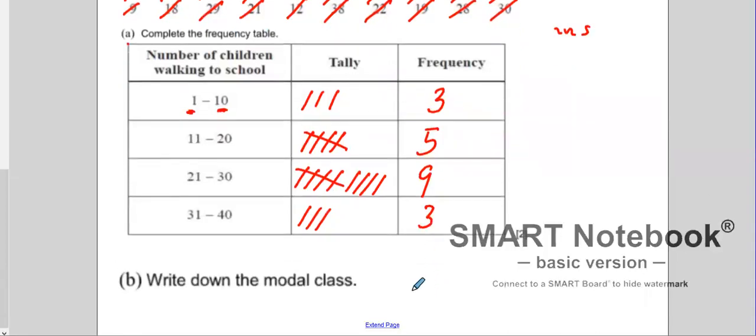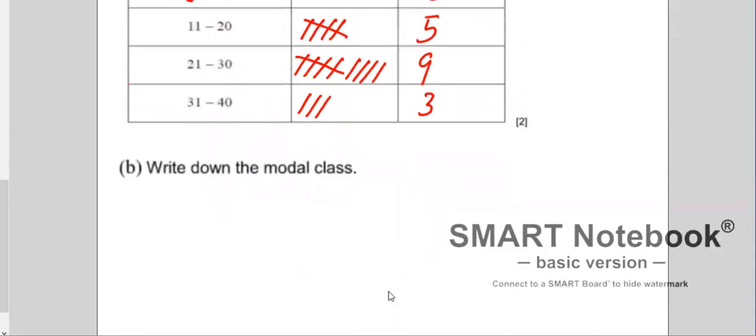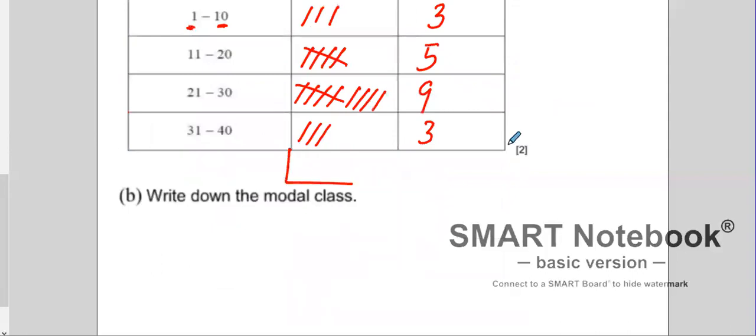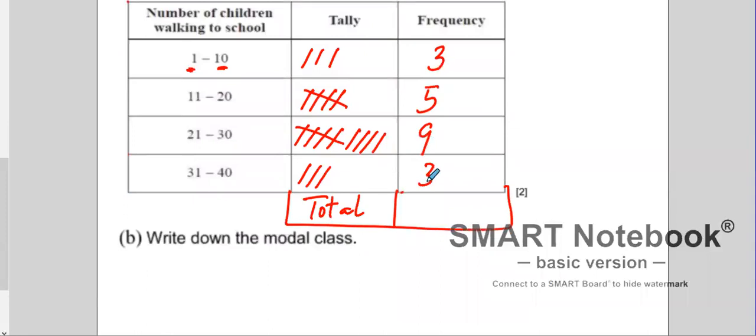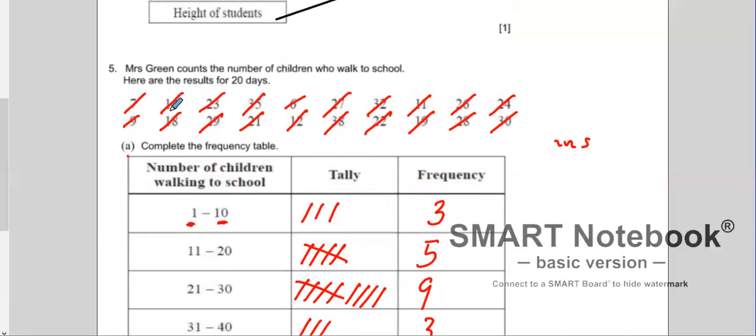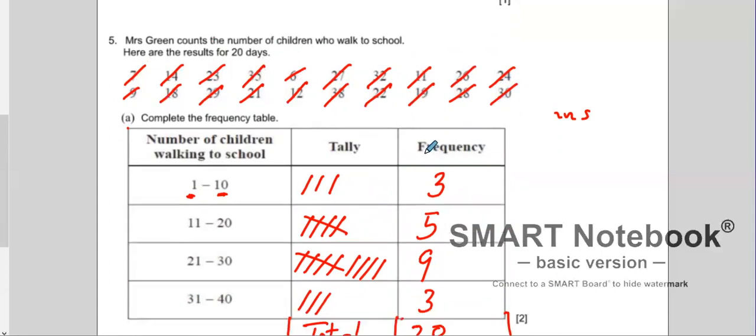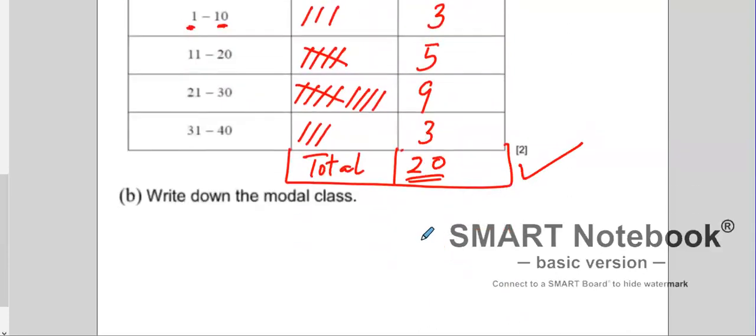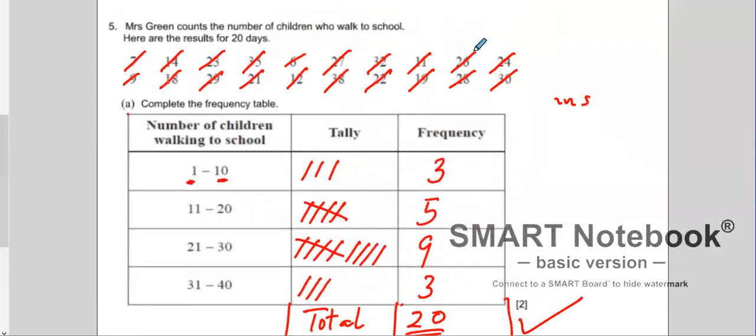Now, how do we quickly check if our table is correct? Simply draw out a total. That will be 3 plus 3 is 6, plus 5 is 11, plus 9 is 20. Now this total 20 should be equal to when you count the numbers individually. So 20, 1, 2, 3, 4, 5, 6, 7, 8, 9, 10 times 2 is 20. So you can see that our frequency table matches exactly when you count these numbers individually.